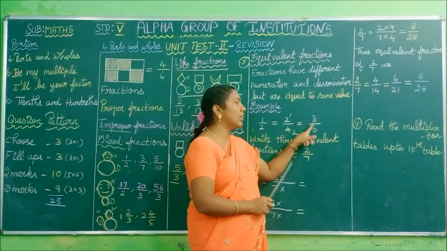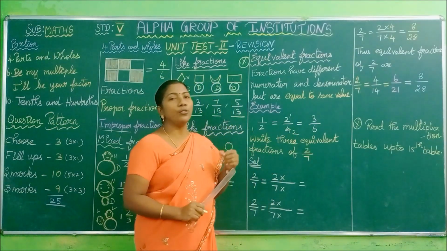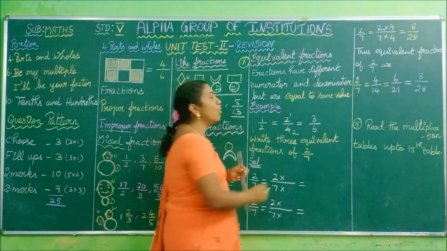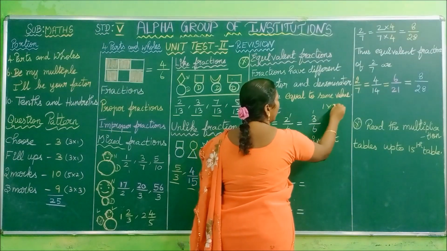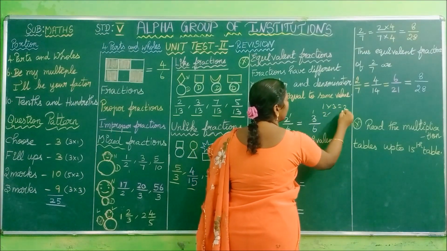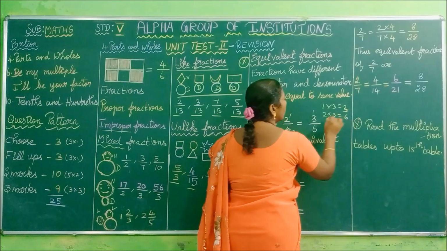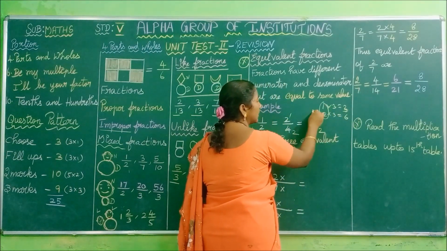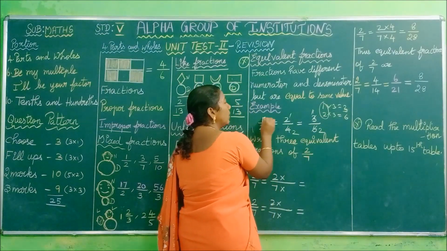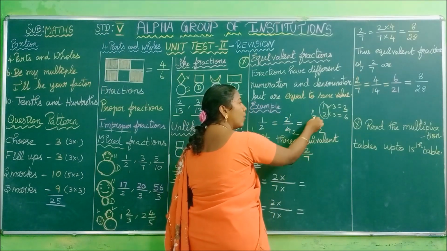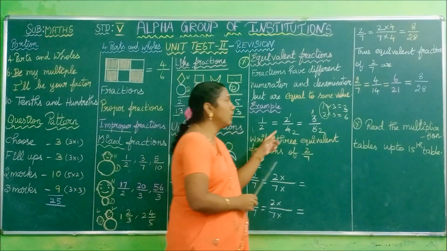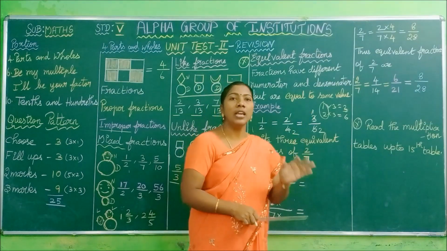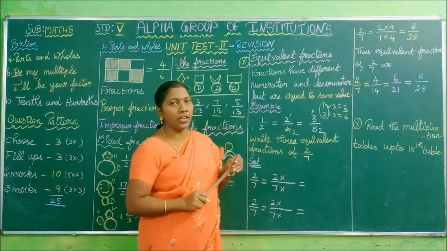Similarly, see the third fraction, 3 by 6. Now I am going to cancel both the numerator and denominator by using the 3 table. So 1 3 is 3, 2 3s are 6. Again we got 1 by 2. Thus, though the numerators and denominators are different, they give the same value, that is 1 by 2. Such fractions are said to be equivalent fractions. Do you understand, children? Very good.